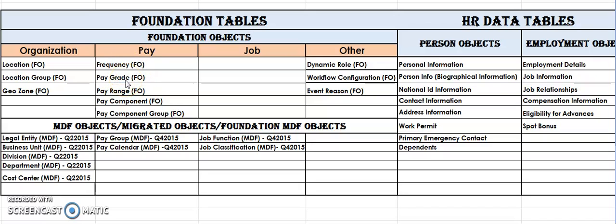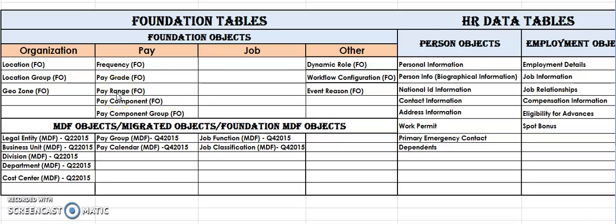Next comes the pay grade. Pay grade is nothing but the pay band based on the hierarchical levels, that means salary ranges. For different hierarchies, there are different grades: grade 1 employees, grade 2 employees, grade 3 employees, various bands. We have to define those bands as per the customer requirements and accordingly configure the pay grade. That is one of the foundation objects.